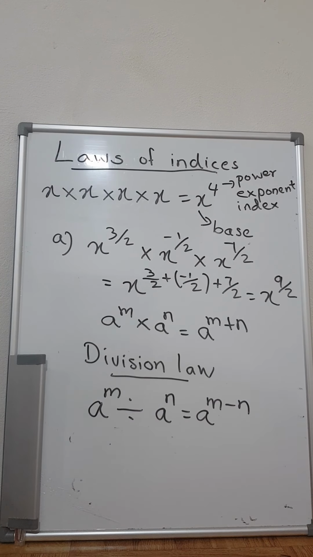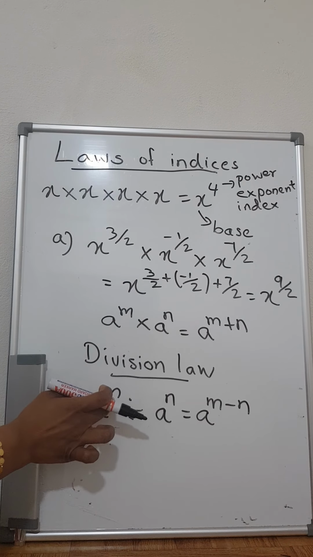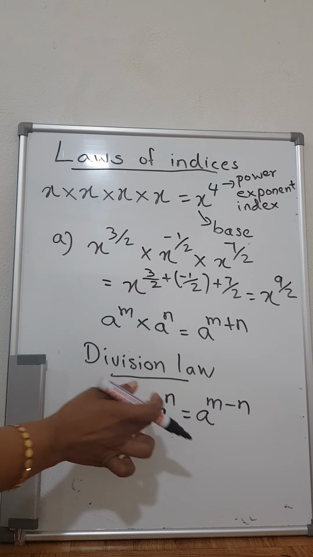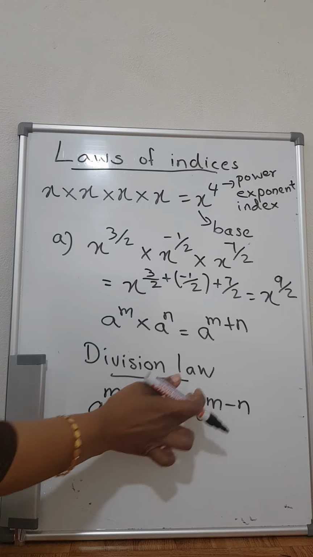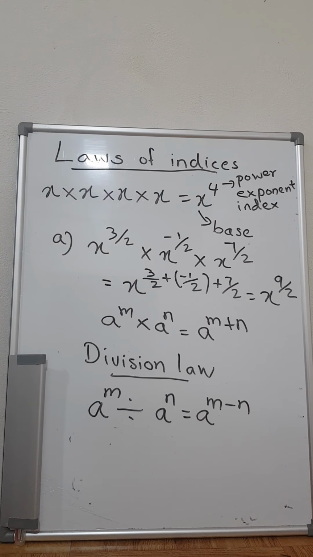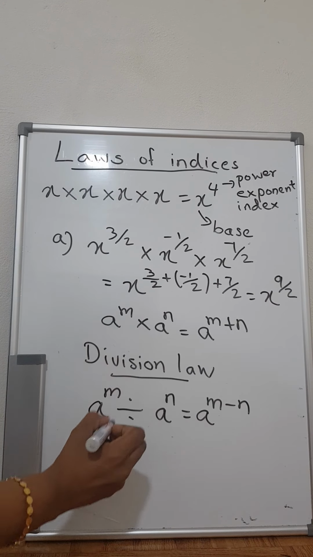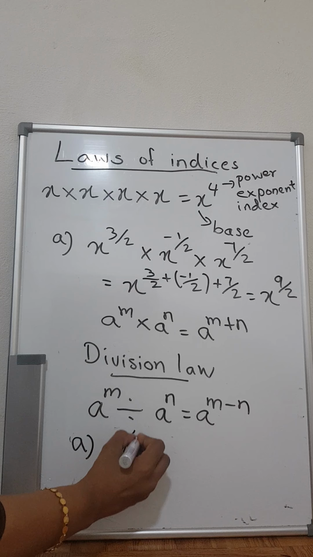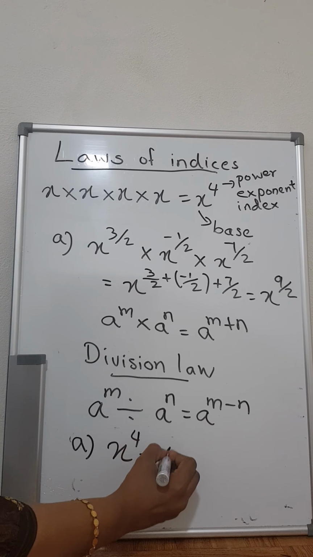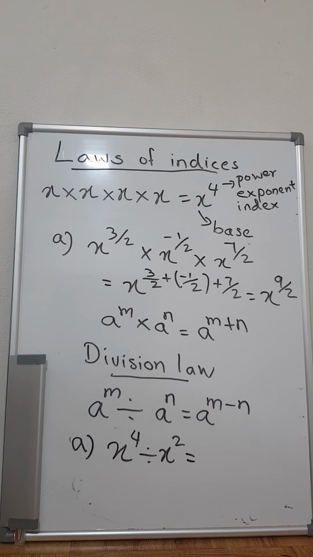So we are retaining the base and subtracting the power of the denominator from the power of the numerator. Or we are subtracting the power of the bottom from the power of the top. Almost the same as the multiplication law. Let's see some examples. x to the power 4 divided by x squared. So, what will be the answer? Have you got it?